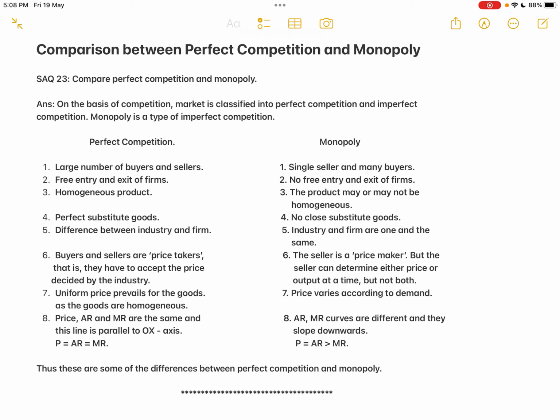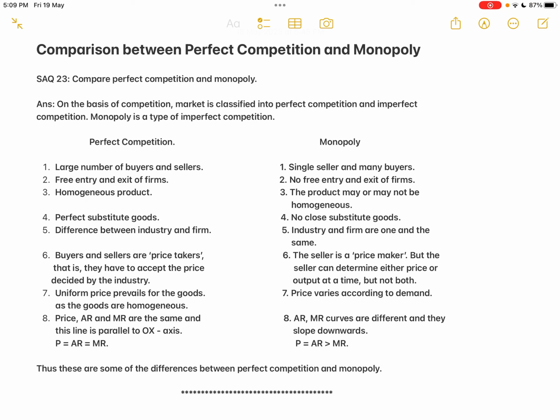And seventh one, uniform price prevails as the goods are homogeneous. This is one of the very important conditions under a perfect market, isn't it? We have checked. So the price determined by the industry has to be accepted by all the sellers, and no one has any right to change the price of the commodity. So uniform price prevails all over the market. But whereas in monopoly, price varies according to demand. Okay, so the monopolist can practice price discrimination.